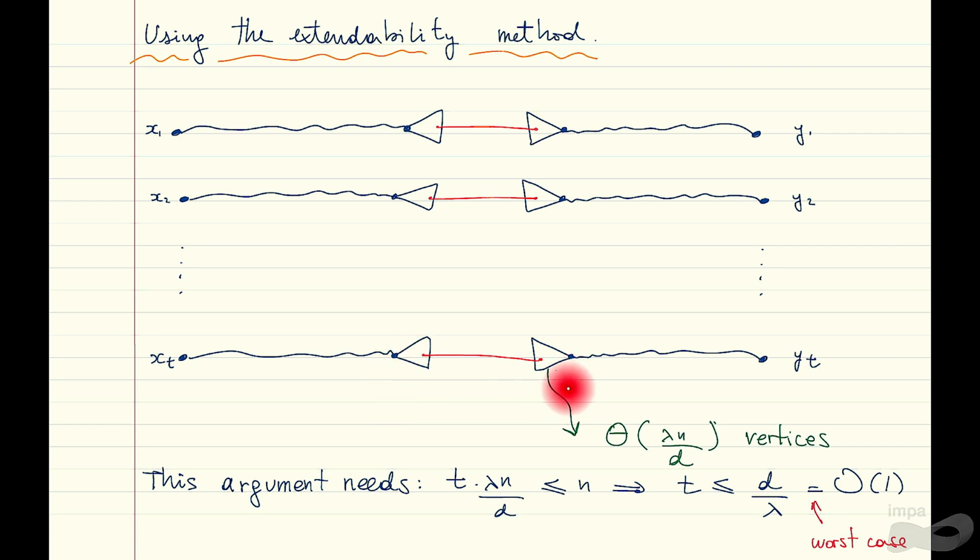to find this edge. So this strategy is very expensive, because if we do this, we need these conditions to hold. We need that these t paths we are finding, times the size of these trees, which is essentially lambda n over d, is at most the number of vertices in my graph. But this forces t to be at most d over lambda, and this could be a constant in the worst case. So in the worst case, this only allows us to find constantly many paths.